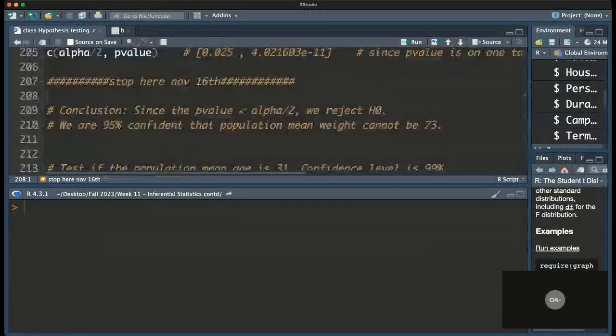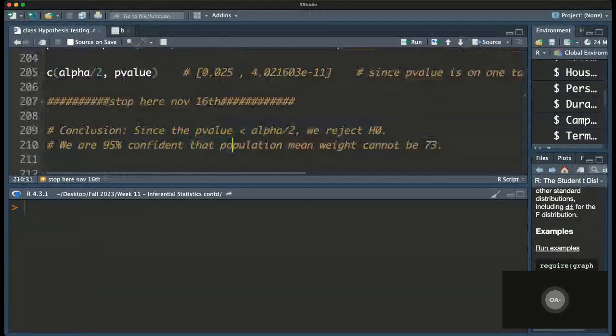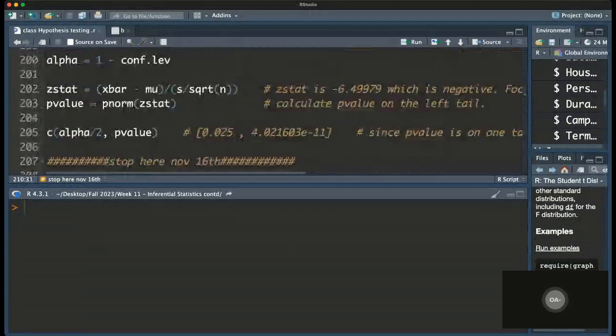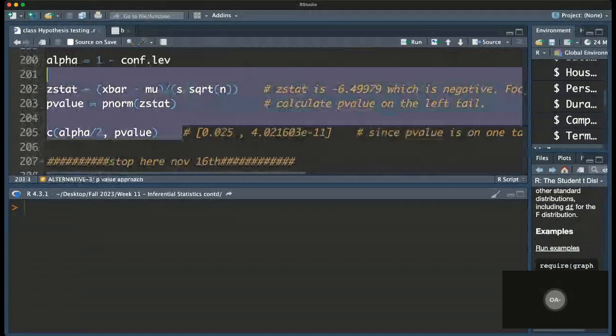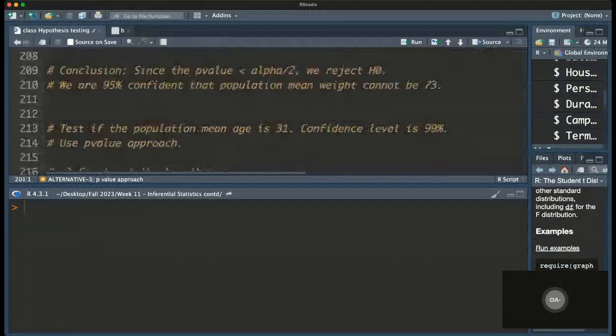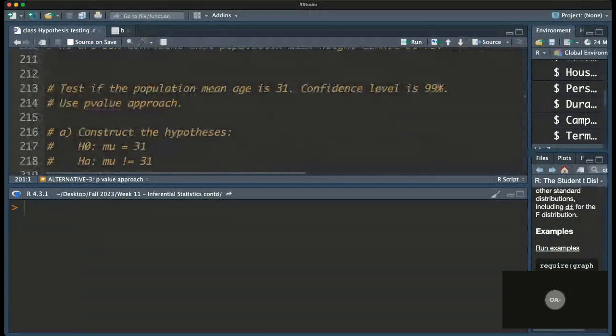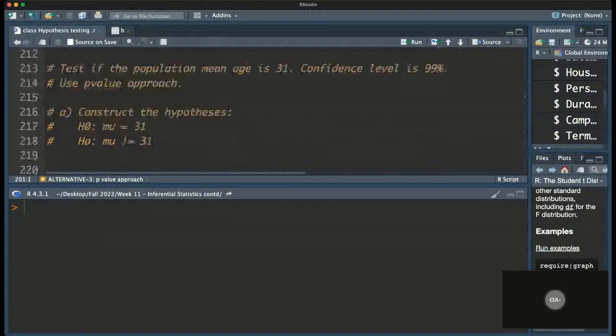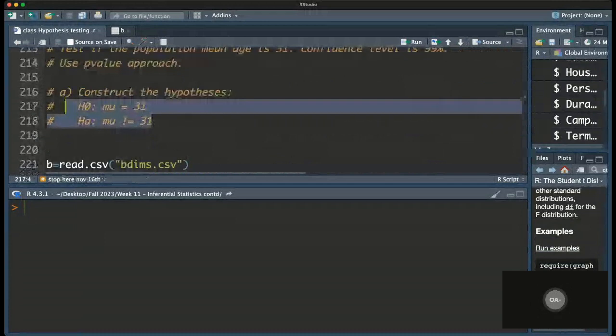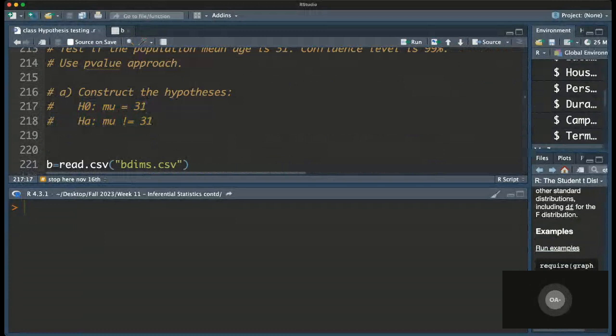So this piece here is simply a conclusion for whatever we were doing the last time. And this is another test that we are supposed to run. Test if the population mean age is 31, confidence level is 99%, use p-value approach. You set up your hypothesis. I was emphasizing this in class that it's important for you to understand and know how to set up your hypothesis properly. If you can get that done properly, more than half of the work is done.